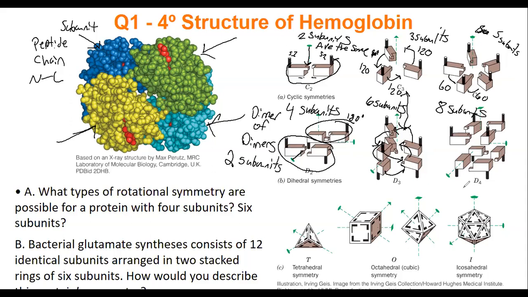Those of you who can't, no worries. I'm not going to give you a complicated picture like this and say, what symmetry is this? Is this a D4? Is this a D5? I'll show you how to do that, though. I'll show you how to work backwards to determine how many subunits we have, what type of symmetry we will have. So that's going to be the question here.